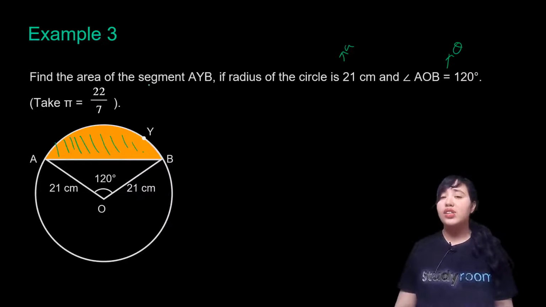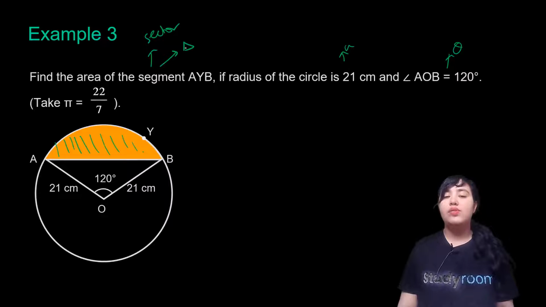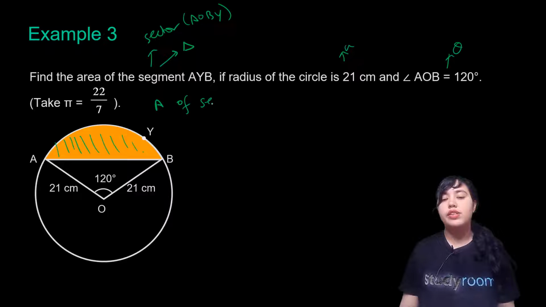Now how do we find out the area of the segment? For this you require two more areas. You require the area of a sector and the area of a triangle. Now what is the sector over here? AOBY is just a sector. It is a minor sector. Can you find out its area? Area of sector AOBY. What will that be equal to?